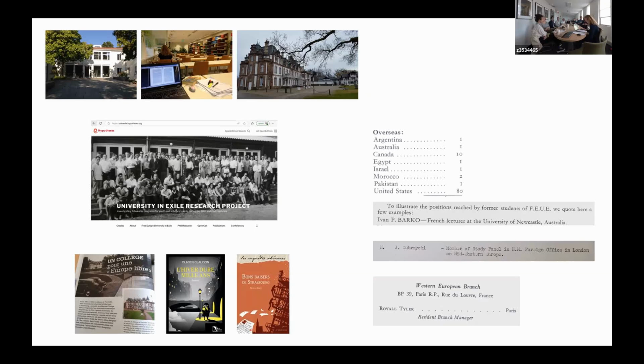And finally, I'm privileged to be in contact with the grandson of the Western European representative of the Free Europe Committee. Royal Tyler was responsible for setting up the university in exile in France and negotiating with the French authorities to this end. Royal Tyler, who shares his grandfather's name, lives in New South Wales, and he's a former professor of Japanese literature and former director of the Japanese Center at the National University of Australia.